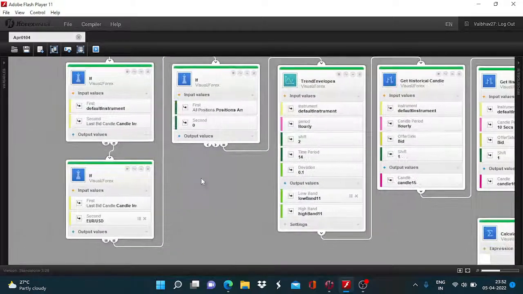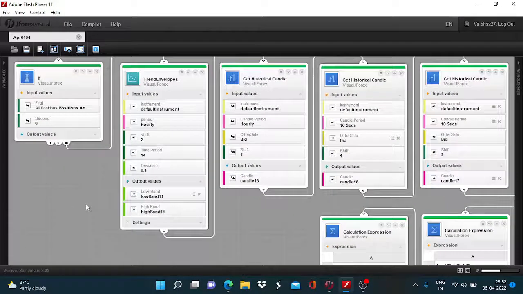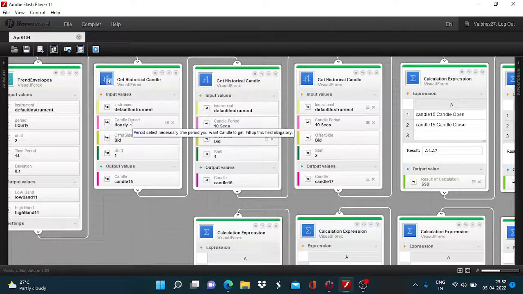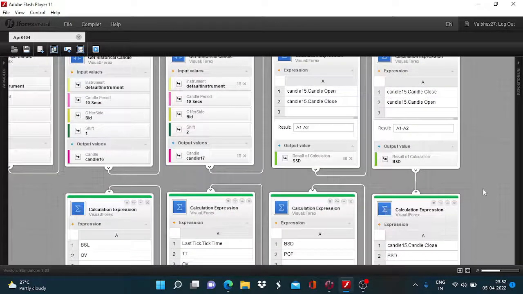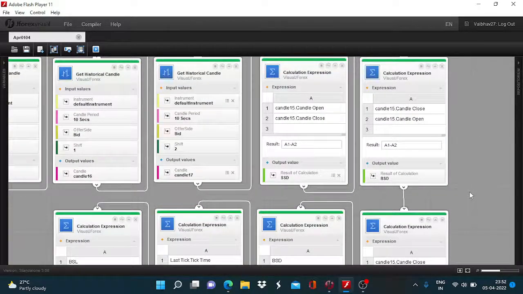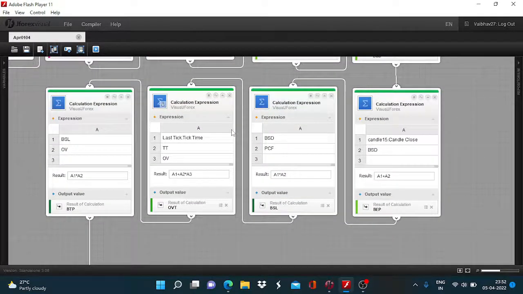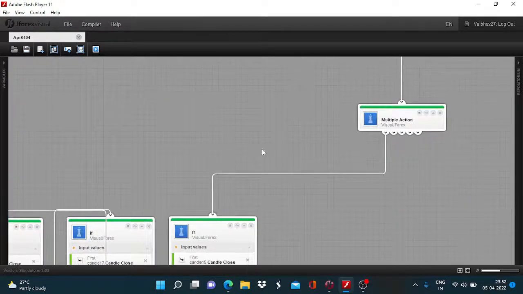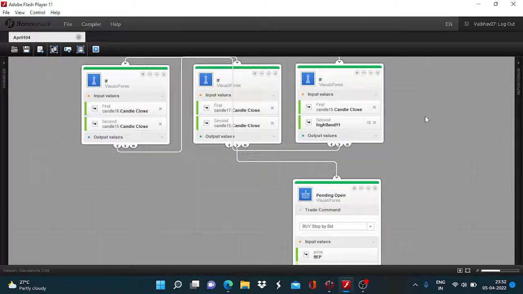And after that the position amount was defined. The trend envelope block has been added with the look back period of 2, and to look at the price volatility we are taking help of the get historical candle. First is hourly and then these two are of 10 seconds each. To calculate certain conditions, certain differences, we have taken into consideration these calculation expressions where we have defined various variables to help us define the conditions for the execution of the trade, and on the lower side these conditions were put in place for the execution of the buy trade.